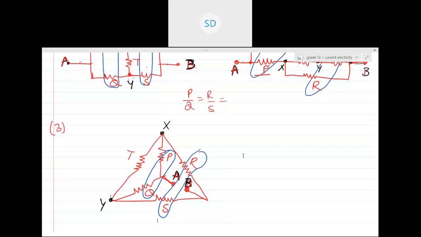So I had a doubt. Wheatstone bridge can be applied on capacitors also? Yes, no problem.